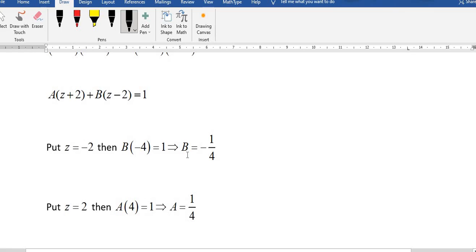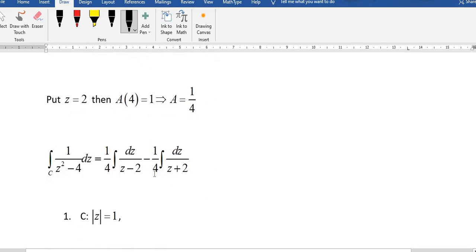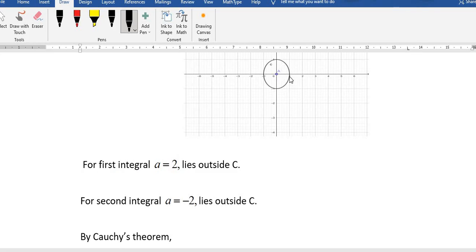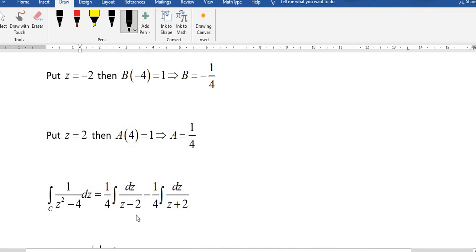Now I have the A value and B value. Substitute those values here. A is 1 by 4. B is minus 1 by 4, so here we get a negative sign. So observe minus 1 by 4. And I write separate integration for each term. Observe, here the contour 1 is mod z equal to 1. That means the center is origin, radius is 1. For the first integral, a equal to 2. For the second integral, a equal to minus 2.